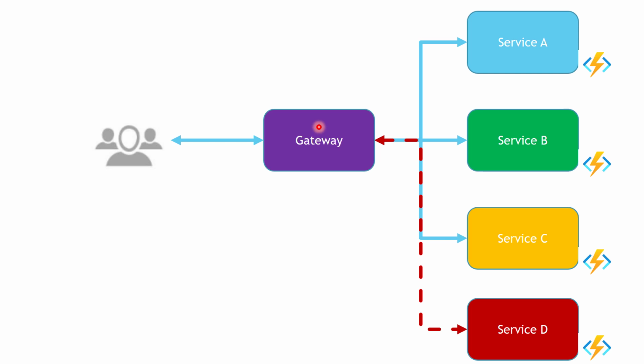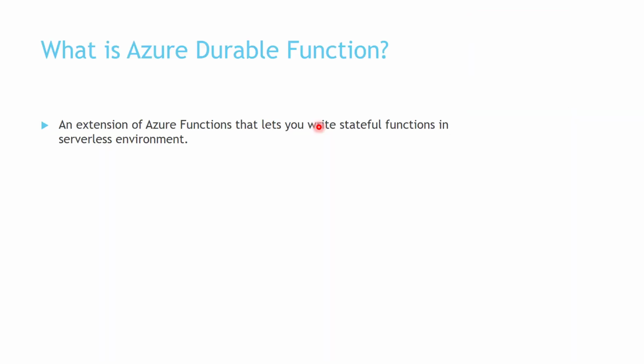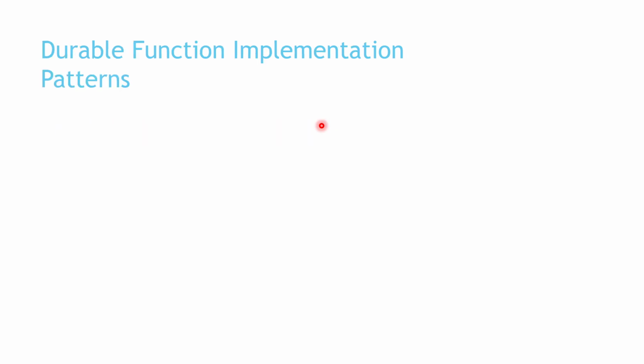Now let's say that those services are implemented using Azure Functions App. The gateway could be Azure Durable Function. And if you haven't heard about Durable Function before, it's an extension of Azure Function that allows you to write stateful functions in a serverless environment. Now let's have a quick look at Durable Function implementation patterns.